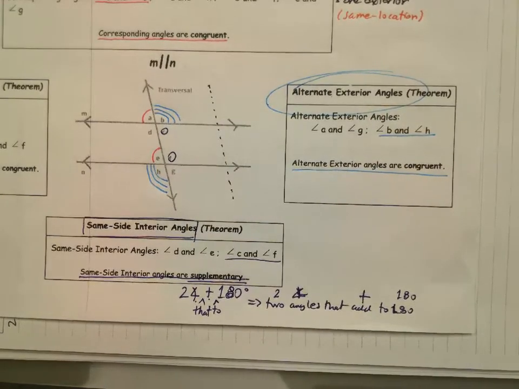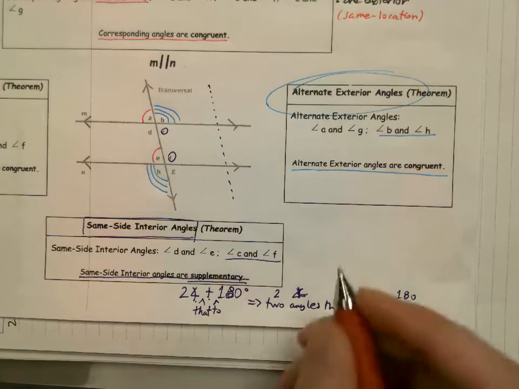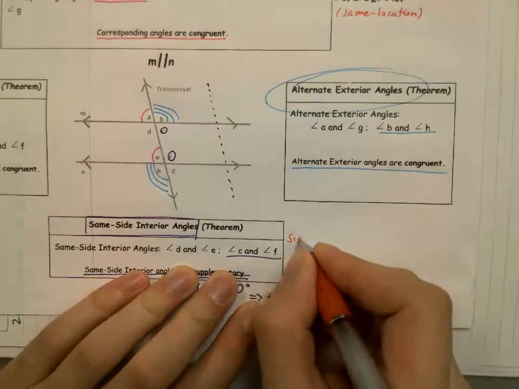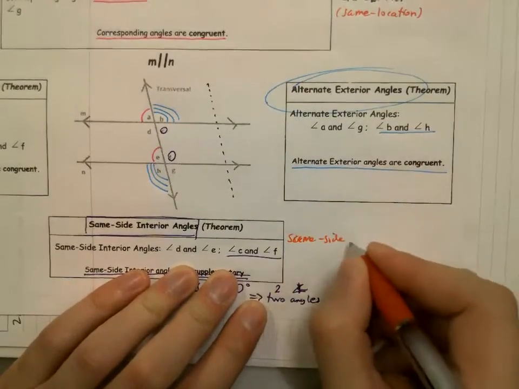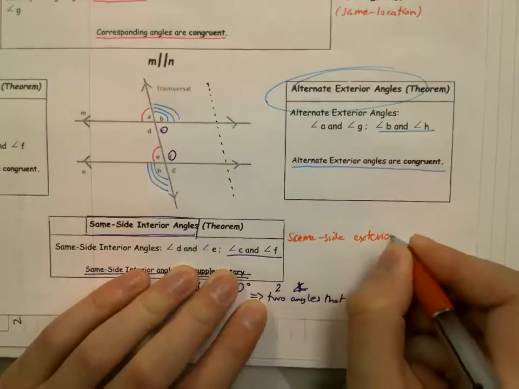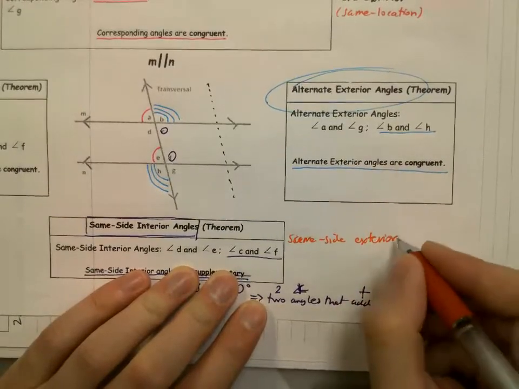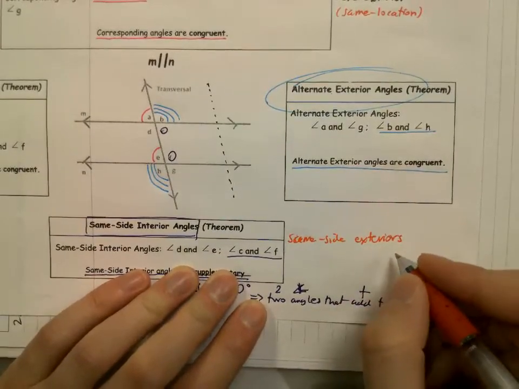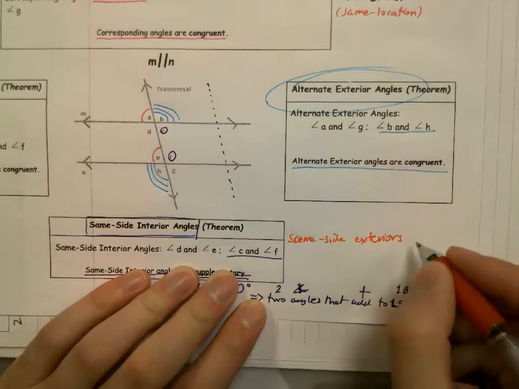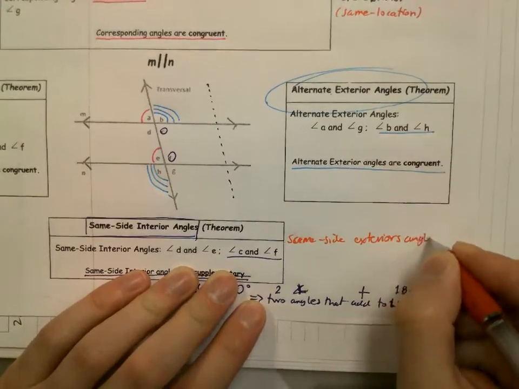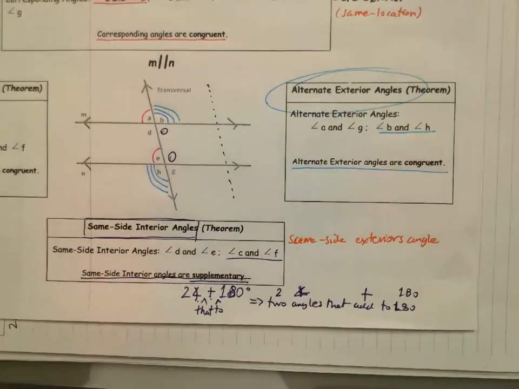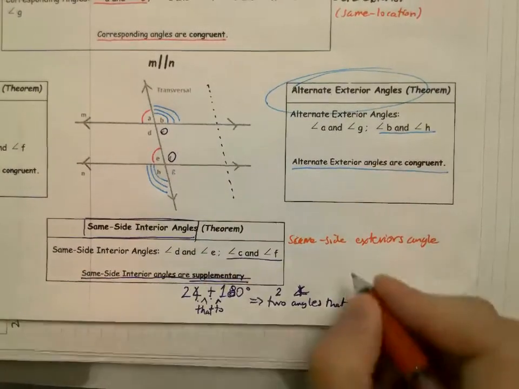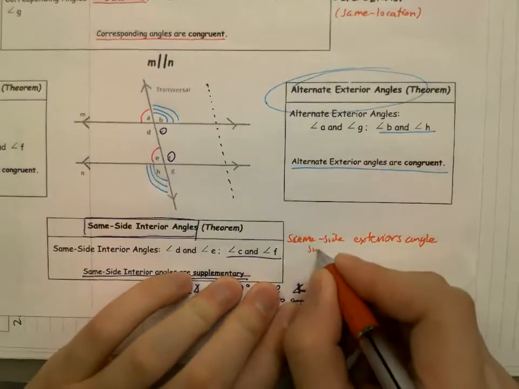Now, that being said, it also stands true for exterior as well. So same side exterior angles. Yeah, I'll put angle in the end. That's fine. All right. So same side exteriors are supplementary as well.